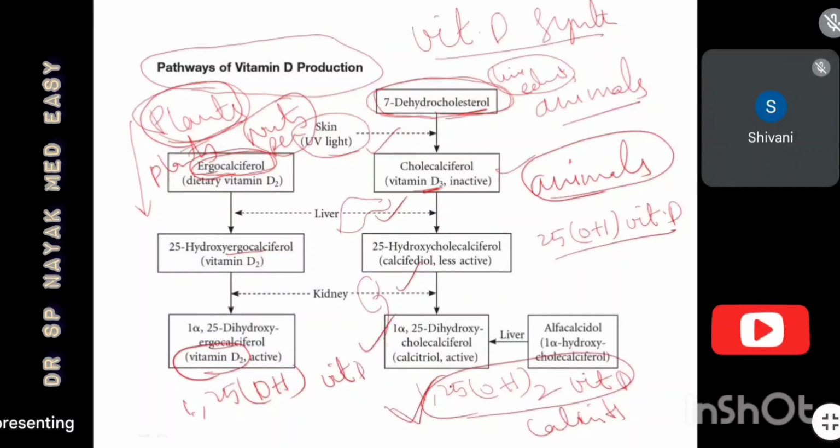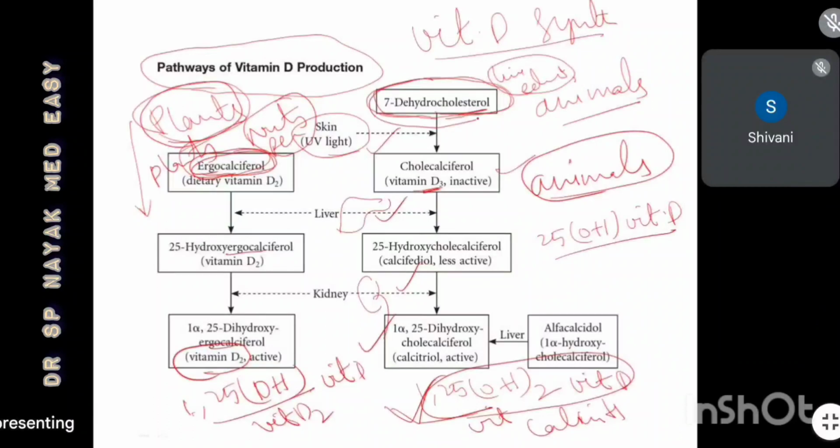These two forms are very similar. Both of them are active forms, but the one obtained from plant sources is called vitamin D2, and the one synthesized in the animal is called vitamin D3. Both of them are synthesized in the animal tissue only, but the primary source here, ergocalciferol, is coming from plants, and here cholesterol is coming from the skin, from the animals. That's it. These are two different processes through which vitamin D is synthesized in our body. Vitamin D2 is obtained from plants, vitamin D3 is synthesized in the animals.